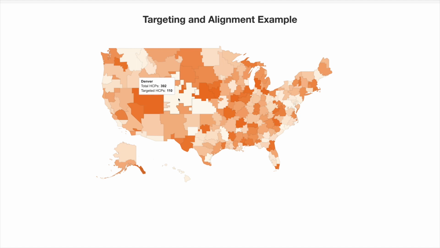So you can see how some have very few HCPs, the white or cream colored, and the dark orange have more. So you would look at something like this to get an idea of whether you have to balance out your field force better or whether it looks good overall from a national perspective. And you can do things like this at a national level, at a state level, various country levels too. If you're targeting and aligning for Canada or Mexico or somewhere else, same thing.